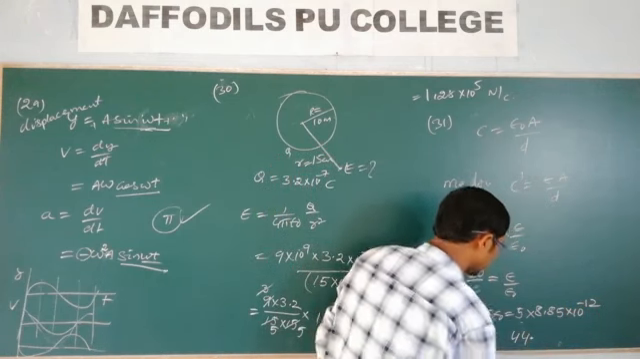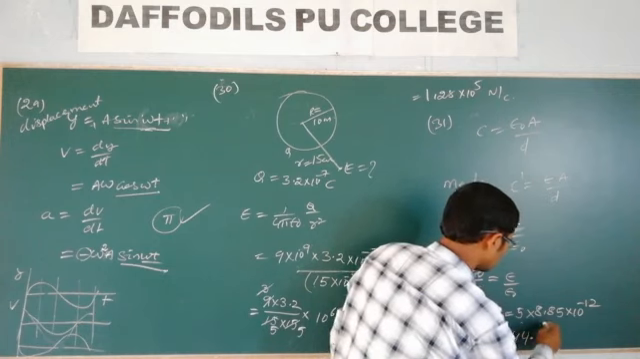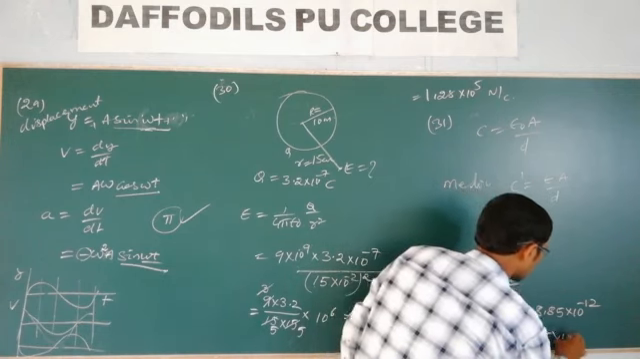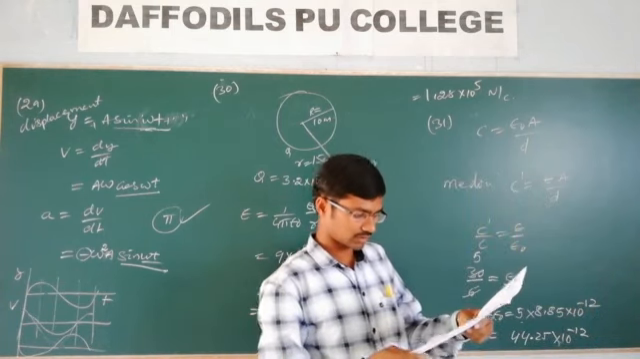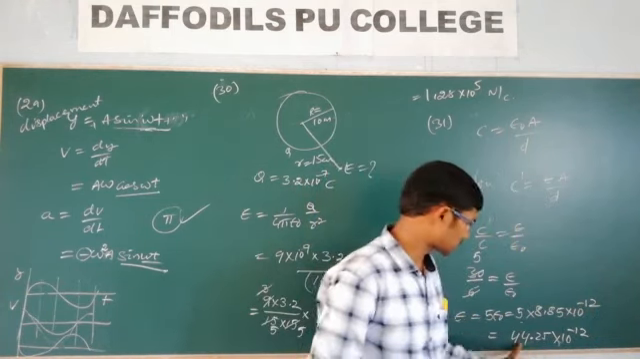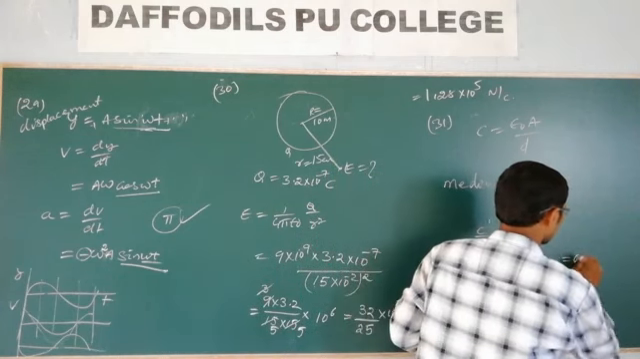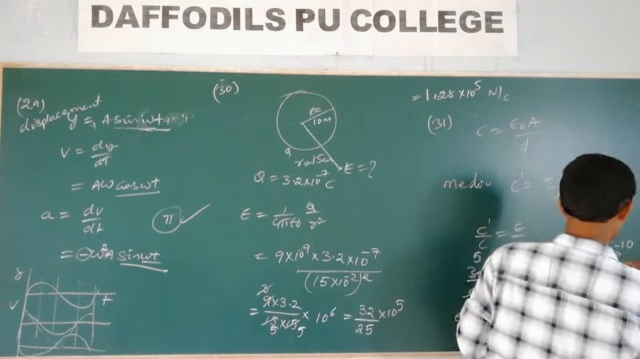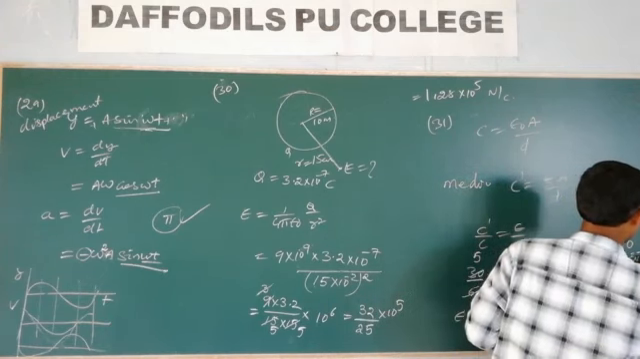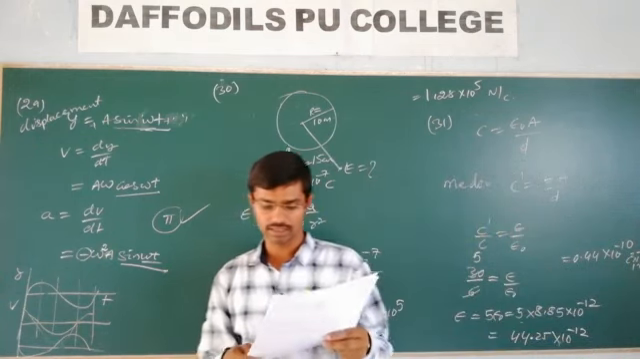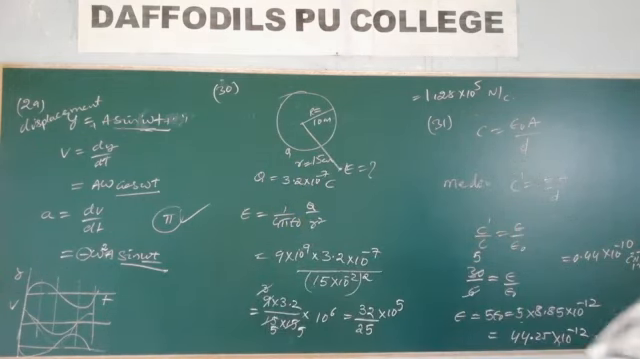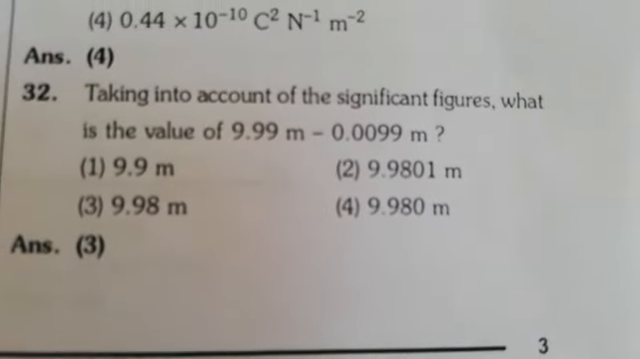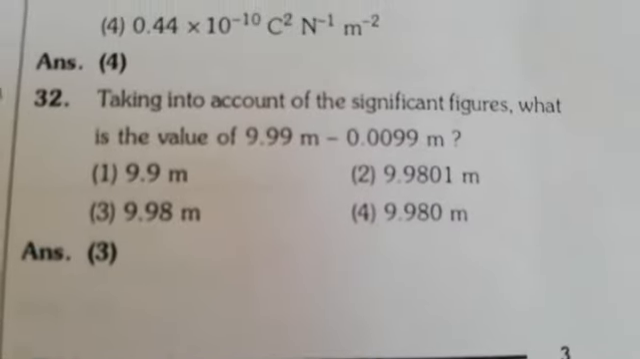Then 5 into 8.85 into 10 power minus 12. That is equal to 5 into 8.85, which is 44.25 into 10 power minus 12. But the options are not given in 44, so you bring 2 decimals to this side, which will give 0.44 into 10 power minus 10, with units coulomb square Newton power minus 1 meter power minus 2. Then the fourth option is the correct one.